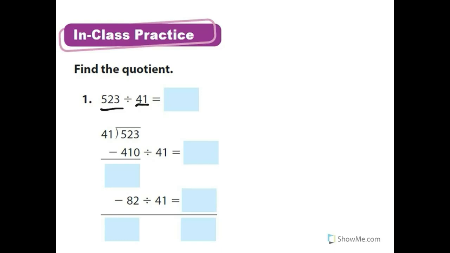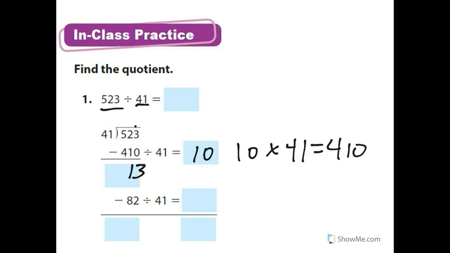So, right, if I did 10 times 41, I would have 410. That's where they get that. So we're going to put 10 here. All right, and then we're going to subtract. 3 minus 0 is 3, 2 minus 1 is 1, 5 minus 4 is 1, so 113.